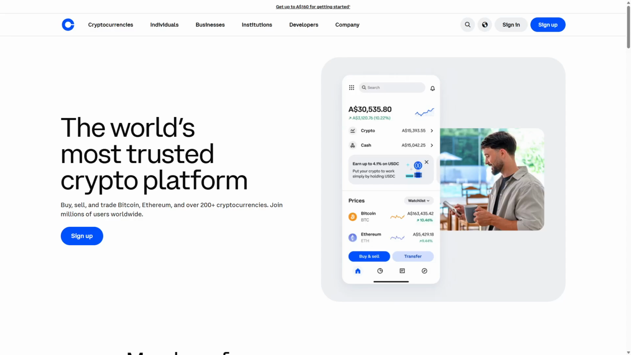Today, we're diving into Coinbase Advanced. If you're looking for a more sophisticated trading experience but are unsure if it's worth your time, stick around. There are some pros and cons that could really impact your decision.